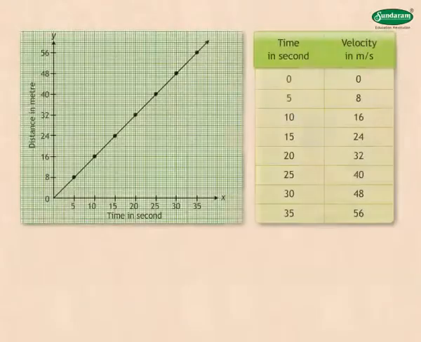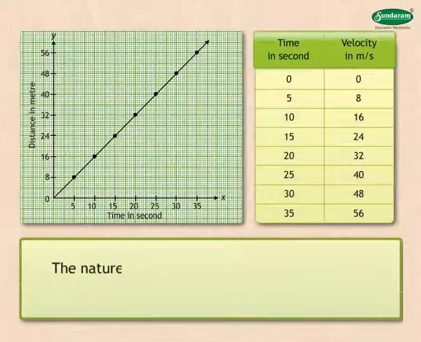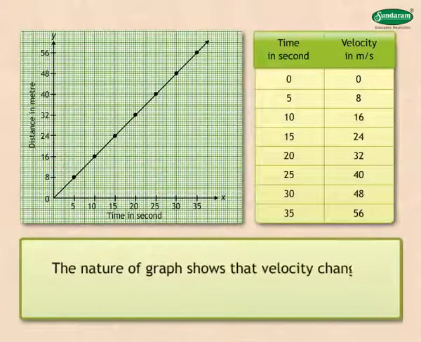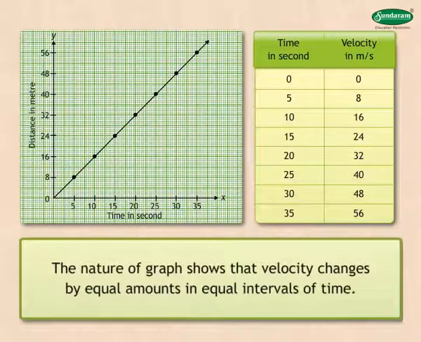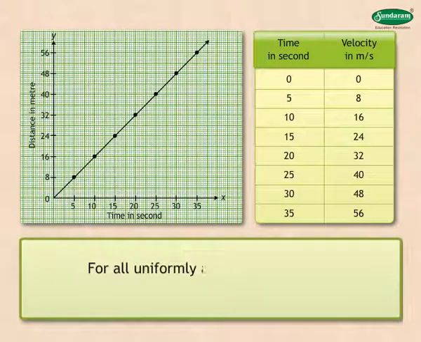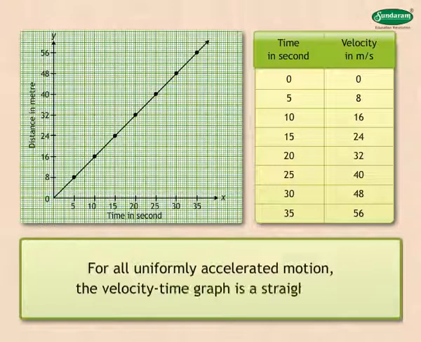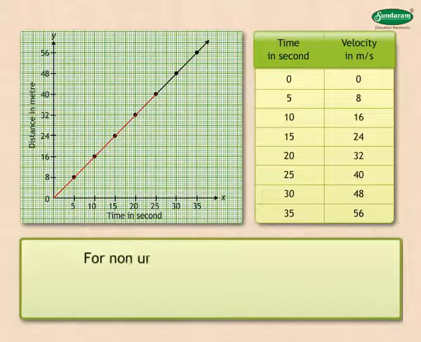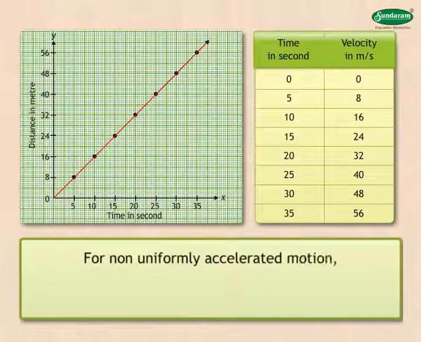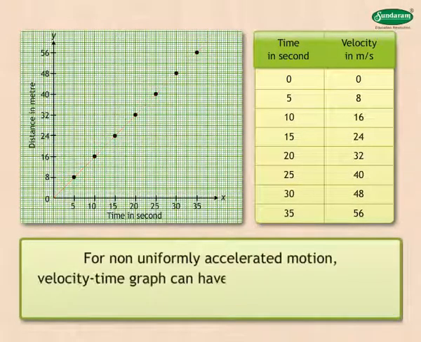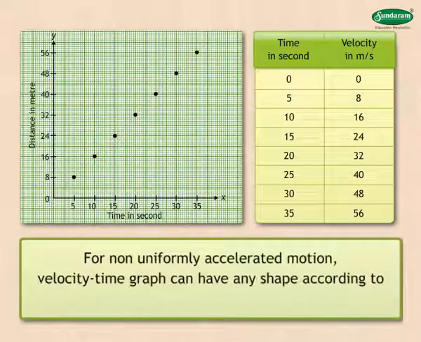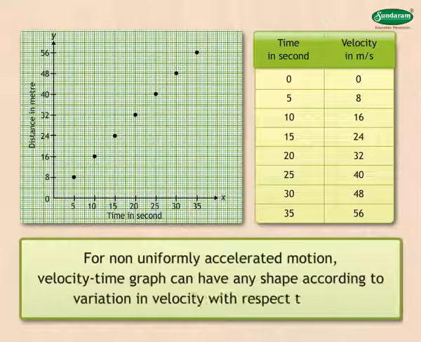Changes in velocity of a car at regular intervals of time are given in this table. The nature of the graph shows that velocity changes by equal amounts in equal intervals of time. For all uniformly accelerated motion, the velocity time graph is a straight line. For non-uniformly accelerated motion, the velocity time graph can have any shape according to variation in velocity with respect to time.